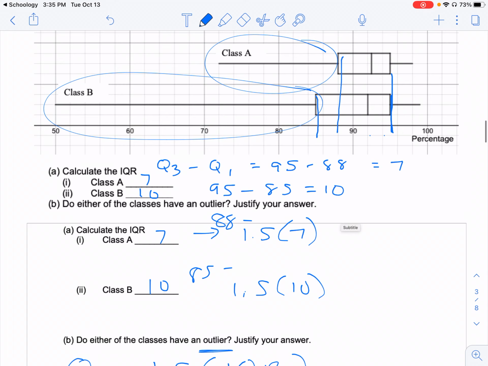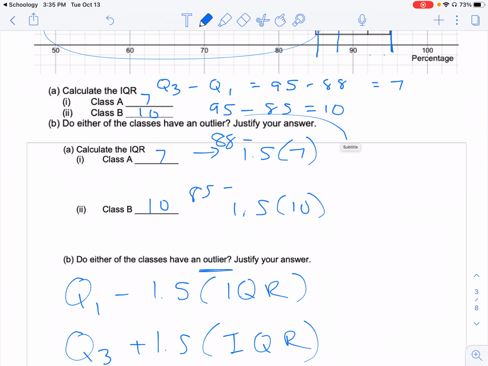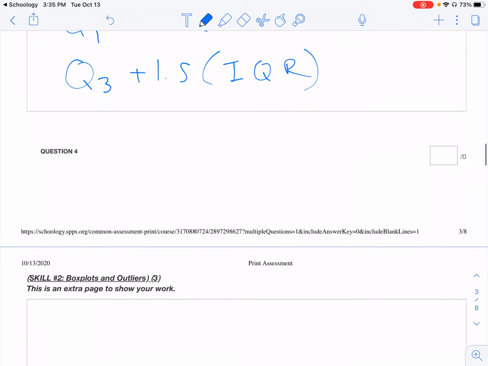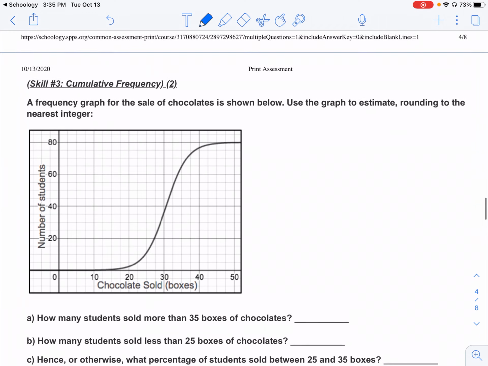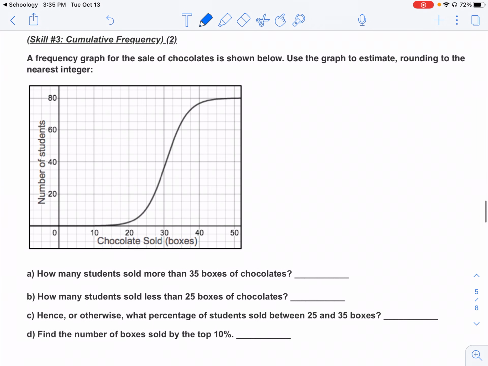And it turns out both A and B have outliers here because both of them have a minimum value less than this. So make sure you're reviewing how to justify outliers. There were 2 ways. One is using standard deviation and one was using IQR. Skill 3 was what a lot of you struggled with.